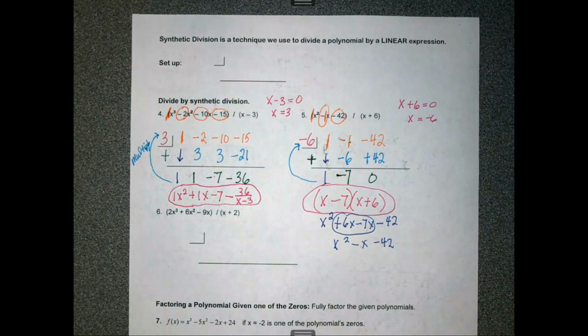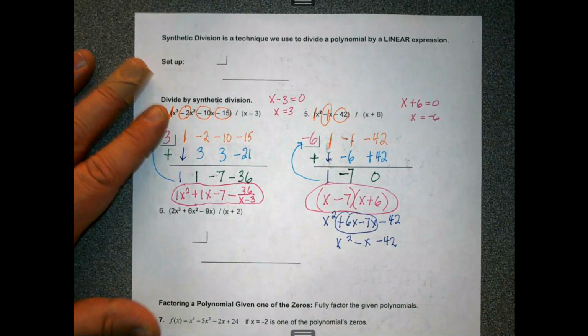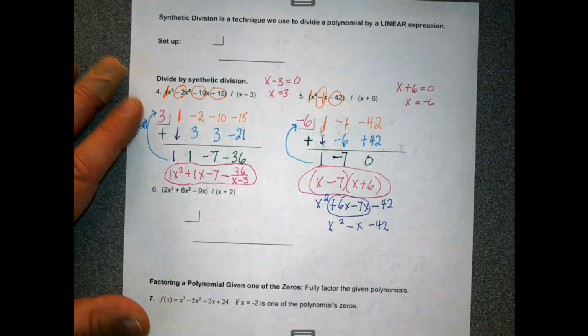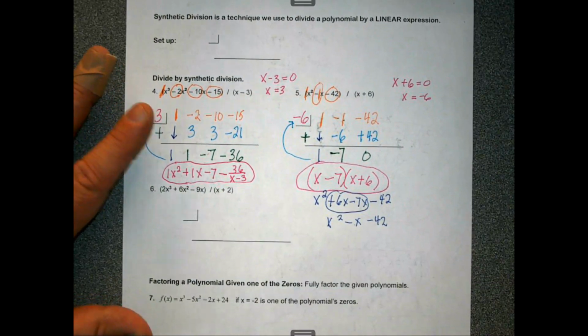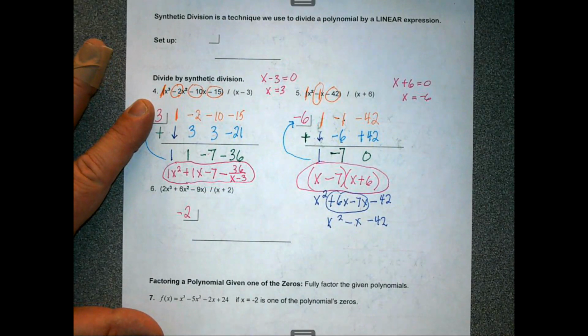All right, number 6. What's one of the zeros? What's my divisor? Negative 2. Good. What are my coefficients?